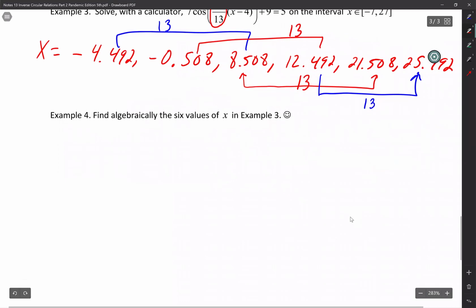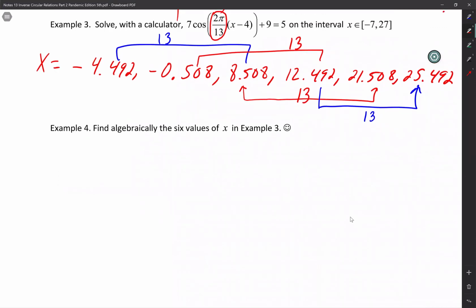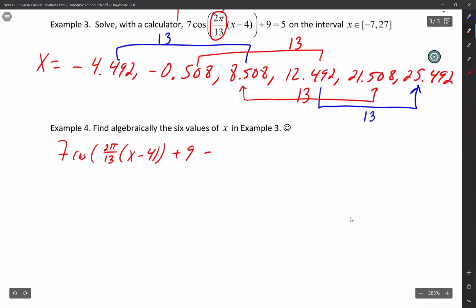So how do we do it algebraically? Okay, so here we go, guys. I'm going to go slow. I'm just rewriting the whole statement. 7 cosine of 2 pi over 13 times (x minus 4), plus 9 equals 5.